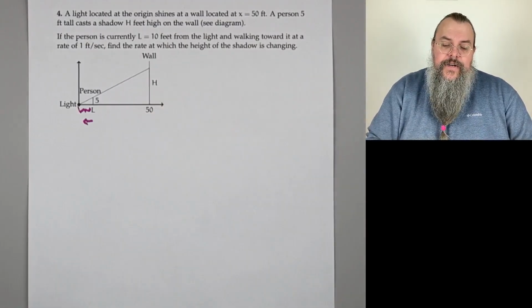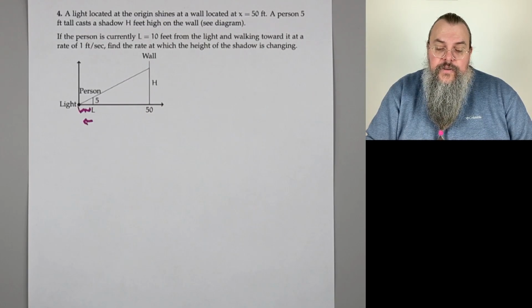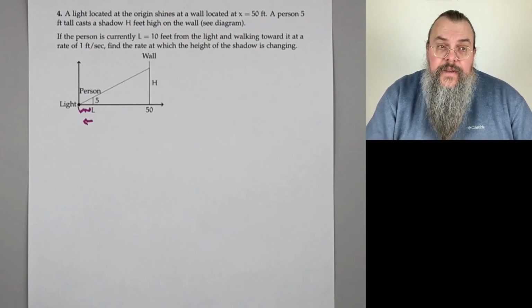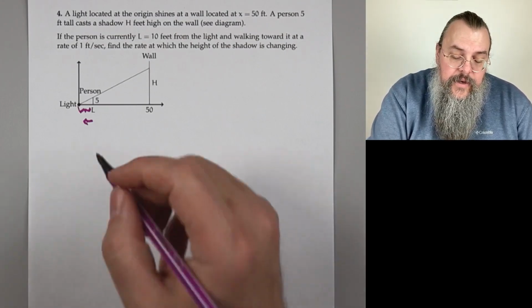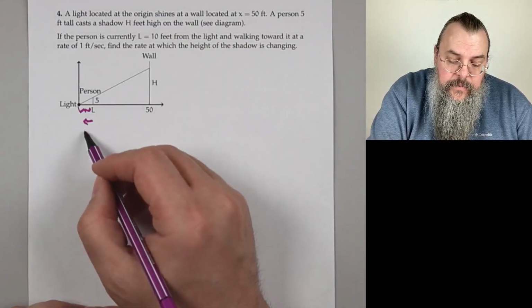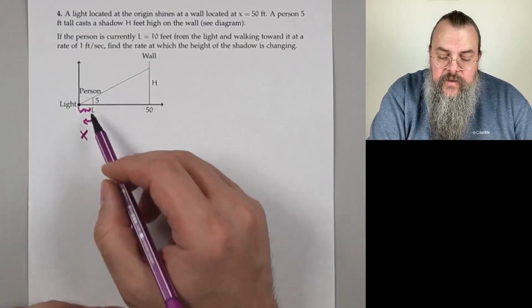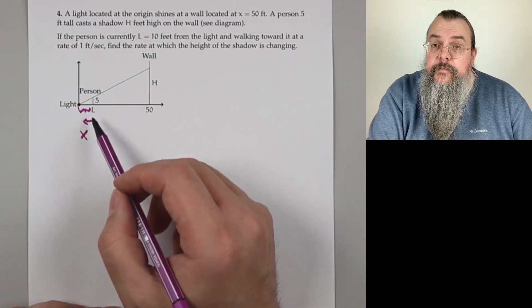Okay, so now what do we need? Well, we need to introduce some variables. So let's think about what we could call things. Well, I like to call things x. X is a wonderful variable. So suppose we do call this x here, the distance the person is from the light.